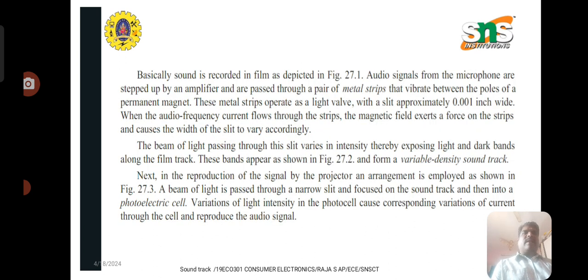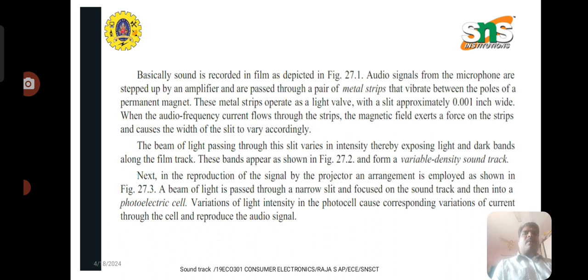Basically, sound is recorded on film as depicted in the next picture. Audio signals from the microphone are stepped up by an amplifier and are passed through a pair of metal strips that vibrate between the poles of a permanent magnet. First, whatever the speaker wants to transmit, they speak in front of the mic. The mic converts this analog voice signal into electrical signals, followed by the amplifier, and this amplified signal is given to metal strips that vibrate between the poles of a permanent magnet.